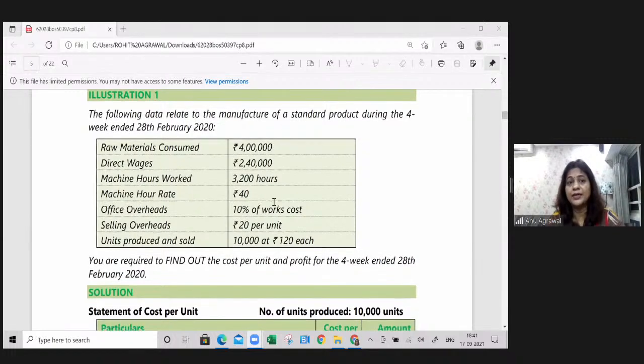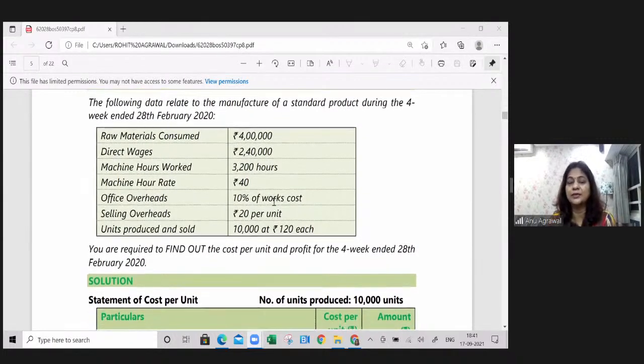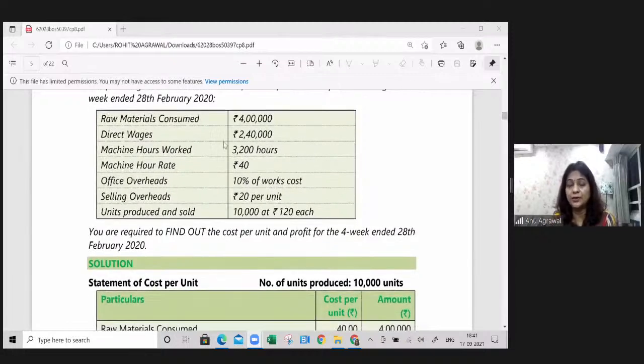Look at it. The following data relates to manufacture of a standard product. Raw material consumed is so and so. Wages is 2,40,000. You have worked for 3,200 hours. Machine hour rate is 40. These are the office overheads. These are selling overheads. Now, Jasmine, look at it. Machine hours worked. Machine hour rate is 40. Office overheads are being absorbed at what rate? Look at it. They are being absorbed on the basis of factory costs.